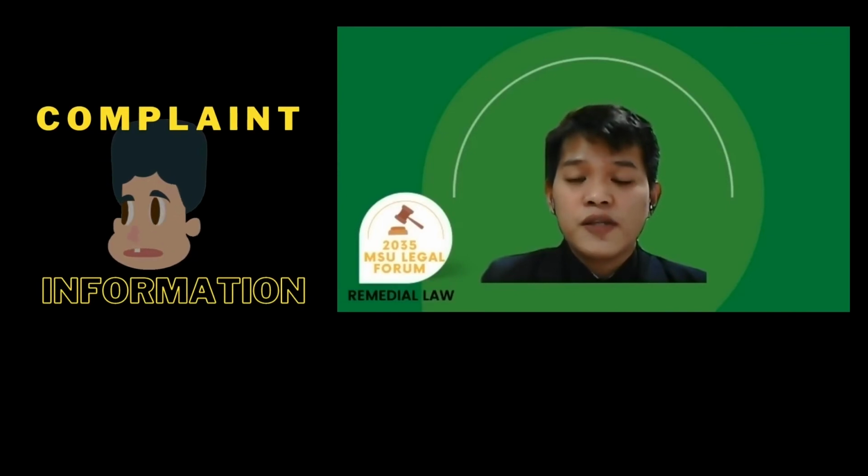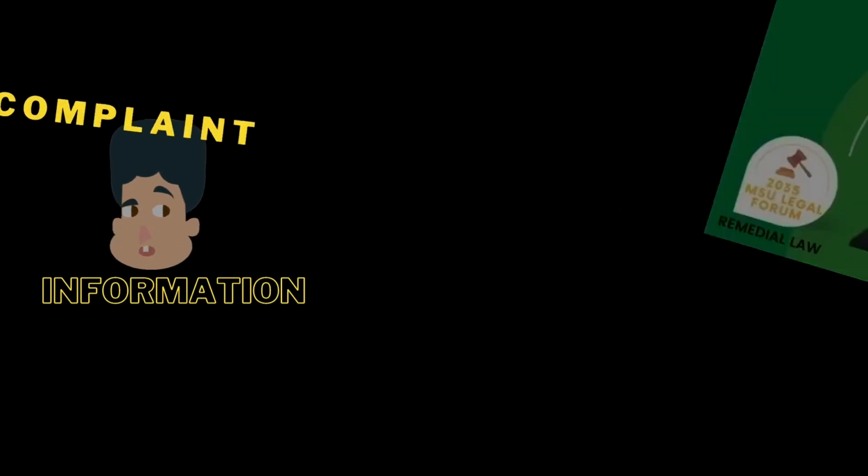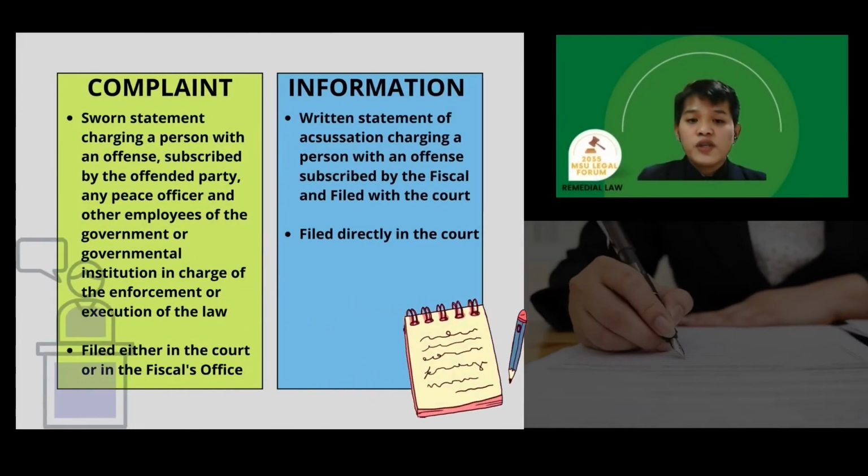So how do criminal actions commence? There are two ways. The first one is by complaint. The second one is by information. To differentiate, the complaint is a sworn statement charging a person with an offense subscribed by the offended party. Offended parties such as peace officer or enforcement officer, as the case may be. By information, on the other hand, is a written statement of accusation charging a person with an offense subscribed by a fiscal.